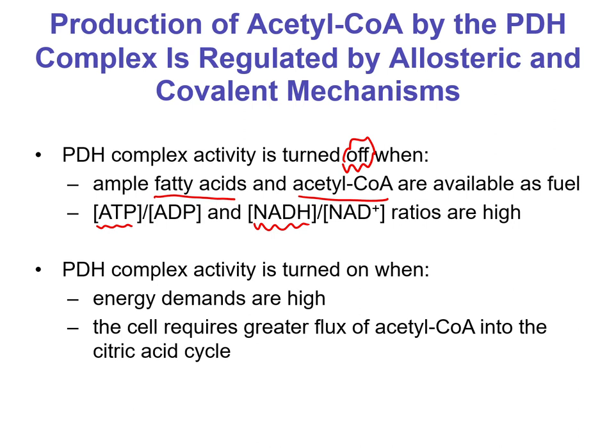The PDH complex is turned on when you need a lot of energy. So think about the molecules that determine that. We're talking about high levels of AMP, ADP. Those are things that will turn on the PDH complex. We're turning on this complex because we want to make more acetyl-CoA so we can meet the energy needs of the cell.